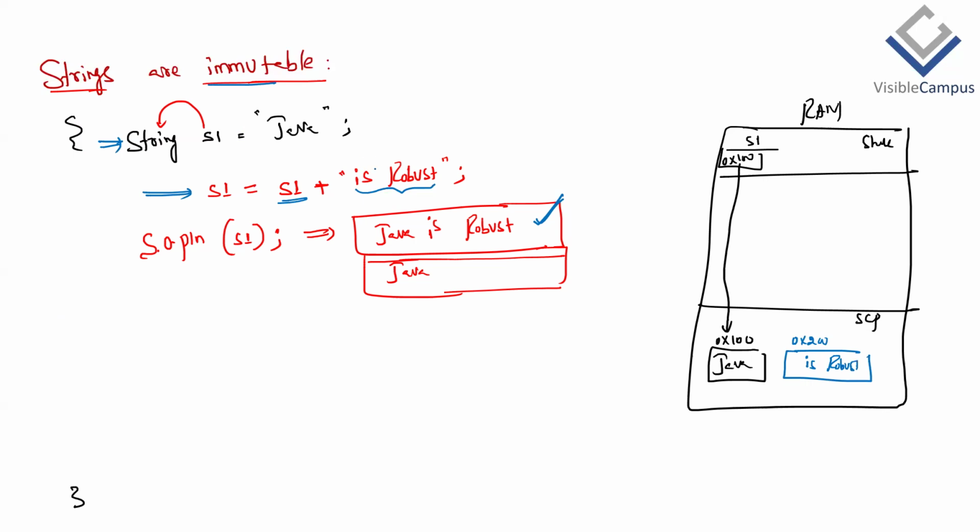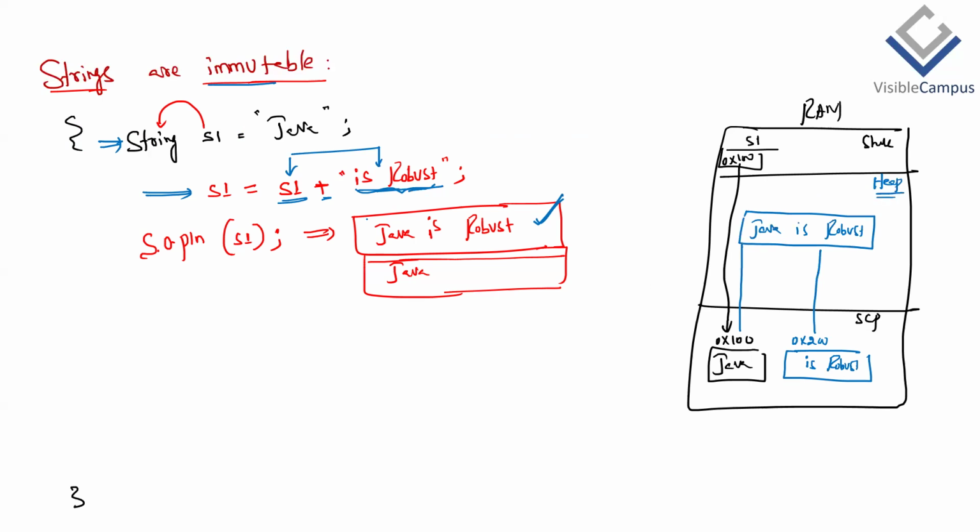Understood? After this, the JVM will concatenate, merging these two. That is the second part of the right side. This happens during execution time, while the JVM is executing this program. The first object S1 and the second object "is robust" will be merged into a new object called "Java is robust". Because it's a runtime process, it will always happen in the heap memory only.